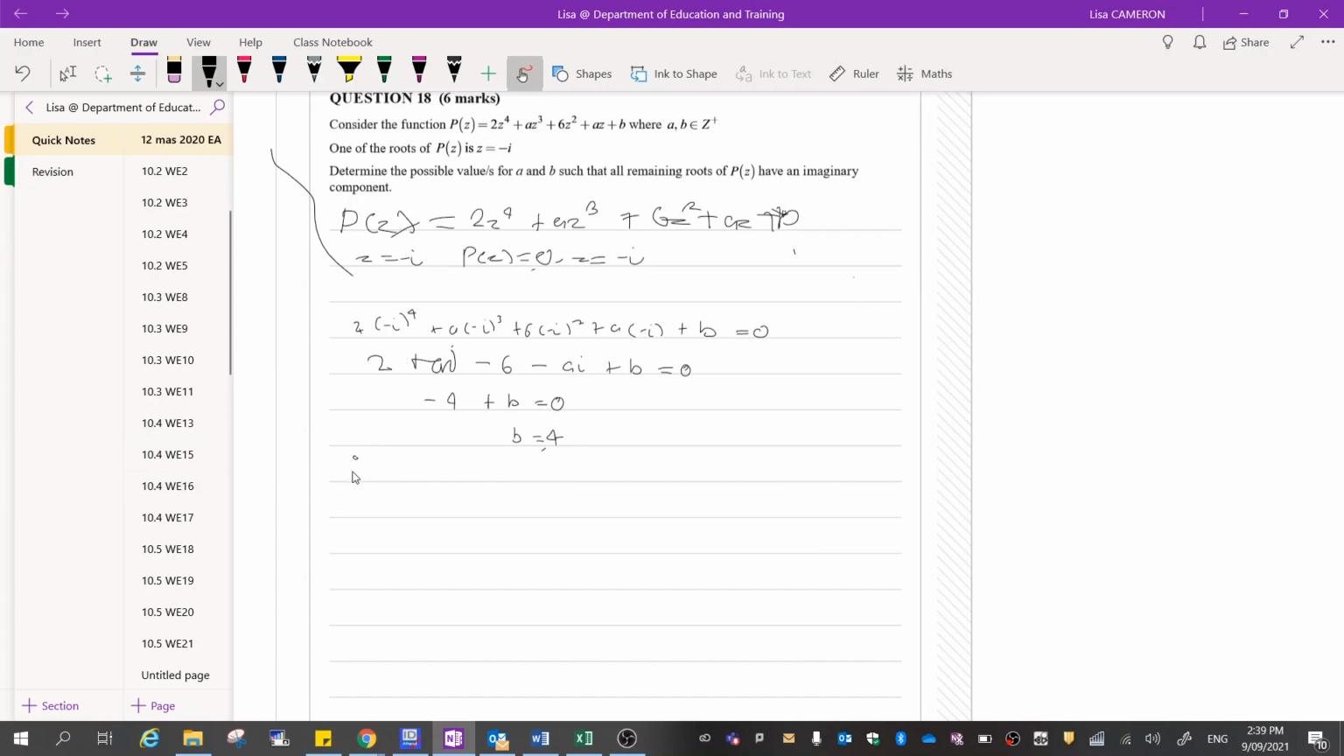Therefore, we can rewrite this equation. So p(z) is equal to 2z^4 + az^3 + 6z^2 + az + 4. Now, what we have to do is find a, because that is our missing bit. Up here, we originally had a root that is complex, as it has the i. Given that the coefficients of this polynomial are real, this root will have a conjugate root. And all that means is that the sign will be flipped around. So therefore, we have a conjugate root.